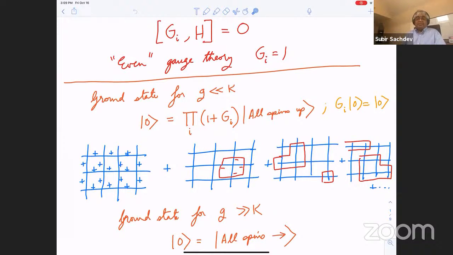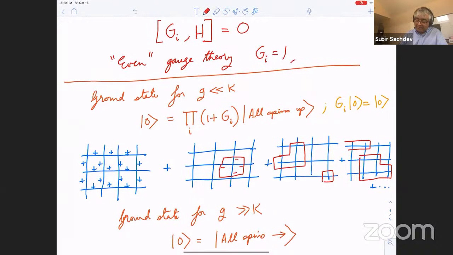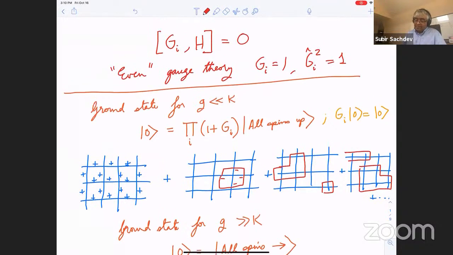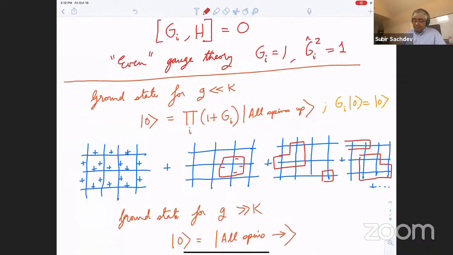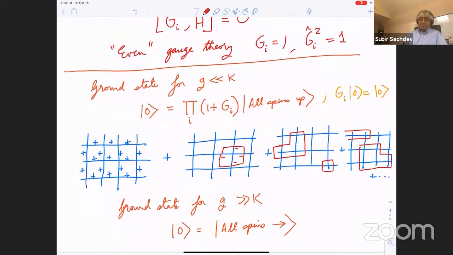So my claim is that you can fix that by just multiplying this all spins up state by the product over i of (1 plus G_i). So G_i is an operator whose square is 1. That's one very important property. G_i squared as an operator is always 1. So from this definition, you don't even need to know that constraint. Now if you hit G_i on this, it will give you G_i plus 1, and so it'll go back to itself. But let's draw a picture of it.